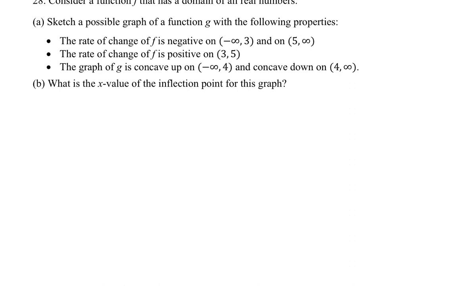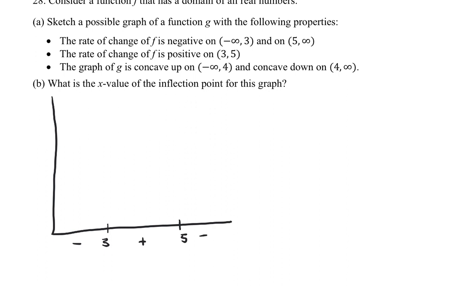All right, so it's asking us to find a potential graph. So I'm going to draw a graph here, and we're just going to label it. At 3 here, we'll call this 3, the function is decreasing, and also here at 5 it's decreasing. So this part's going to be negative, this is going to be positive, and this is going to be negative. And then at 4, on this side it's going to be concave up, so it's going to look like this, and concave down, which is going to look like this.